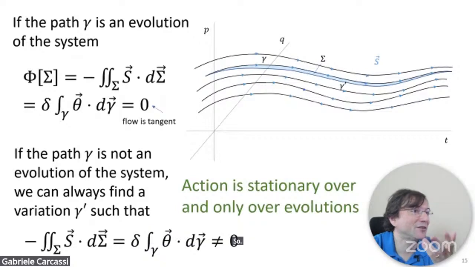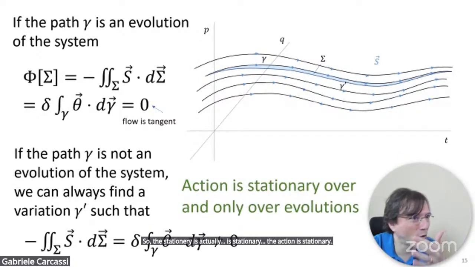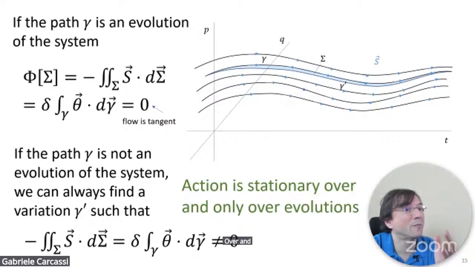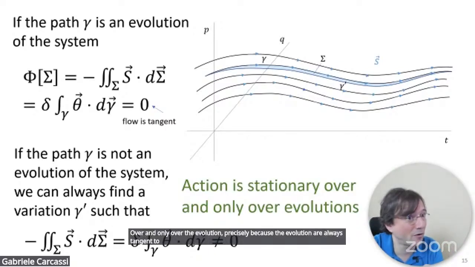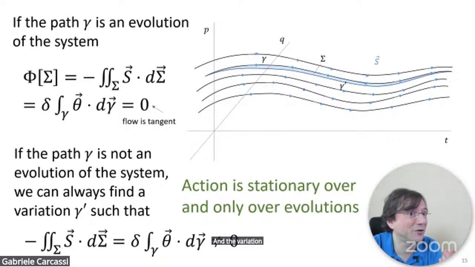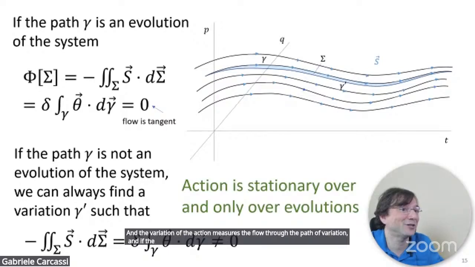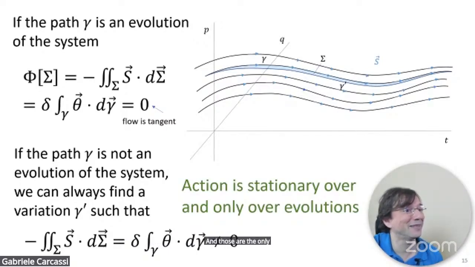So the action is stationary over and only over the evolution, precisely because the evolutions are always tangent to the flow, and the variation of the action measures the flow through the path and the variation. And if the flow is tangent, then there is no flow. And those are the only lines that have that.